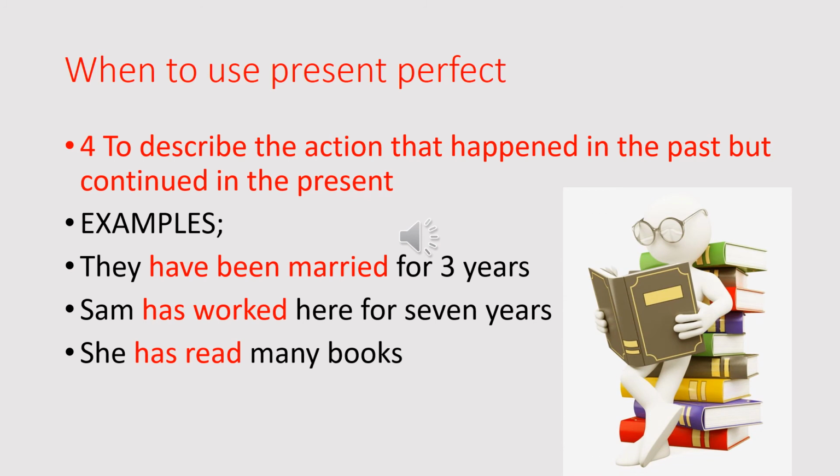The fourth one is to describe the action that happened in the past but continued in the present. It means actions or events that are still occurring but which began in the past also require the use of the present perfect. Let us go to the examples.